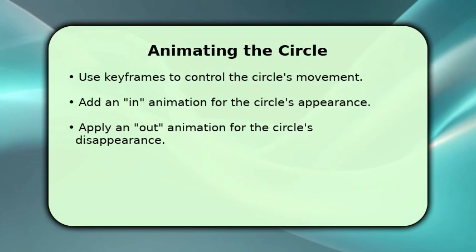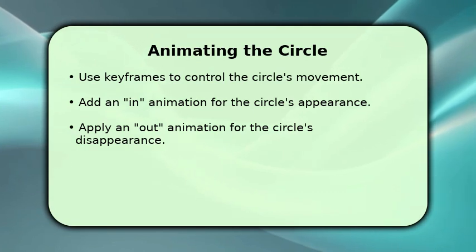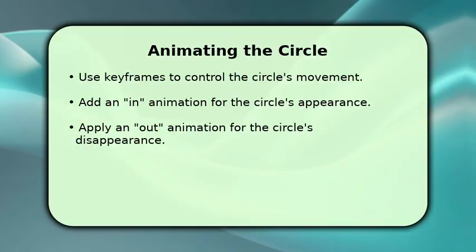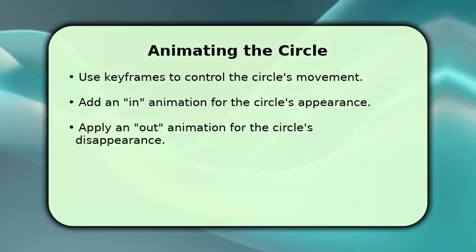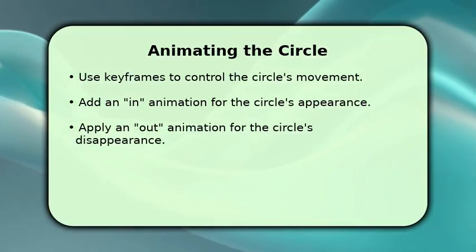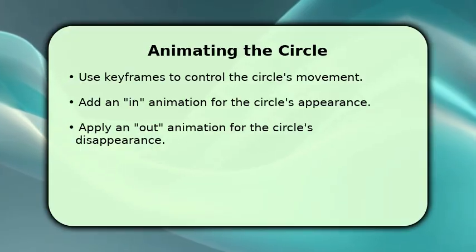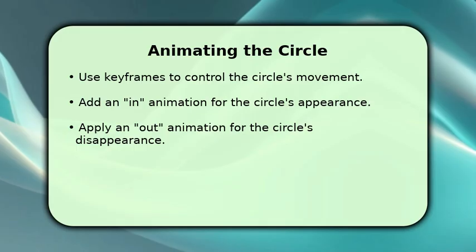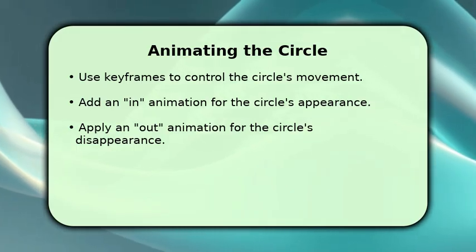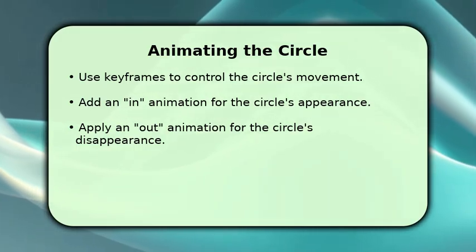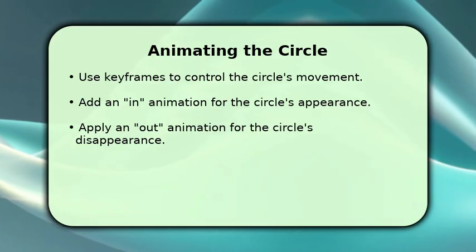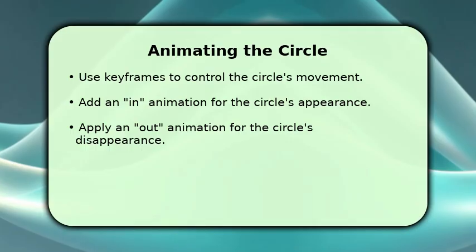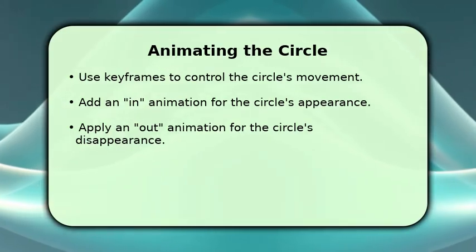The real magic happens with animation. Utilize keyframes to dictate the circle's movement path and timing. Place a keyframe at the start and end of its desired motion. Add an animation, like a fade or scale, for a smooth entrance. Similarly, apply an out animation to ensure a graceful exit. This combination of keyframes and entrance/exit animations brings your circle to life, creating dynamic visual interest.